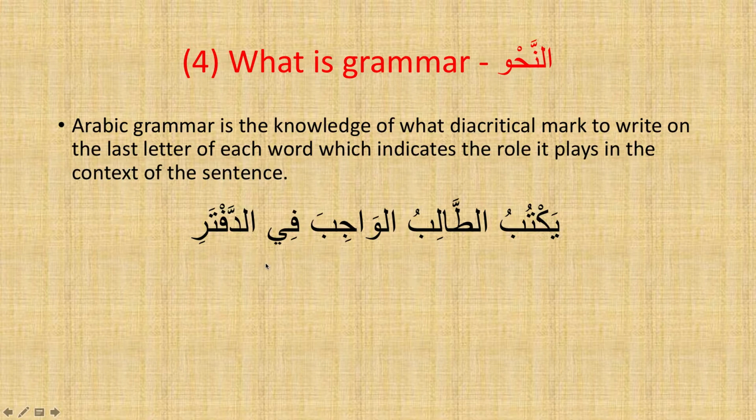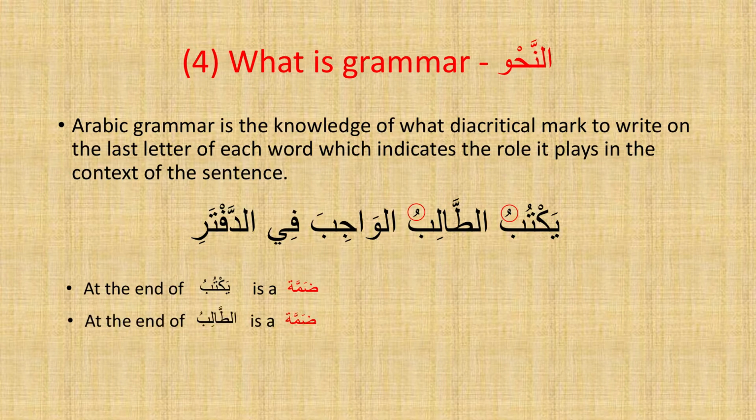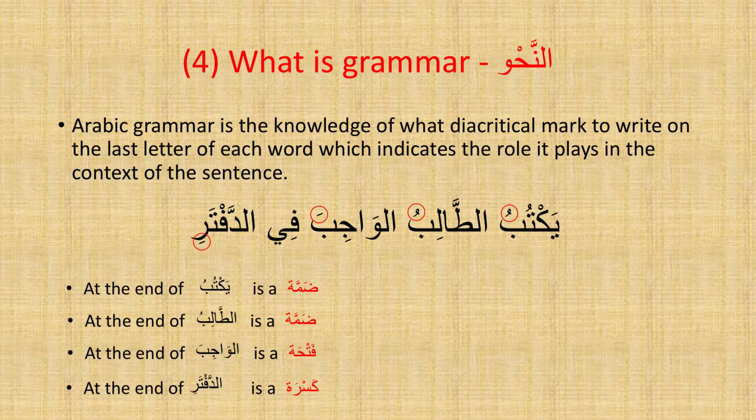So notice that each word ends with a specific diacritical mark. So in the Arabic language there are four main marks, which are al-dhamma, fatha, kasra and sukun. So al-dhamma can be seen here. يكتب. So at the end of يكتب is a dhamma. At the end of الطالب is a dhamma also. At the end of الواجب is a fatha. Now at the end of الدفتر is a kasra.